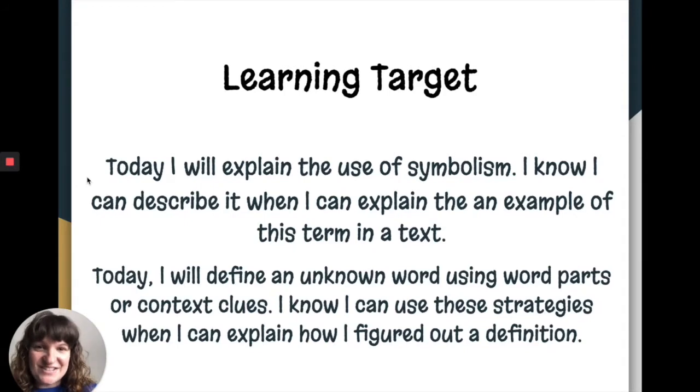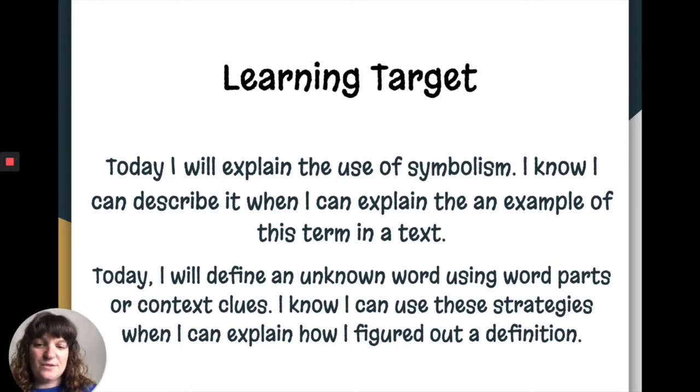Therefore, today's learning target. Today I will explain the use of symbolism. I know I can describe it when I can explain the example of this term in a text. It's my understanding you've been reading at least 20 minutes a day, so I hope that you can find this symbolism in the book that you're reading.